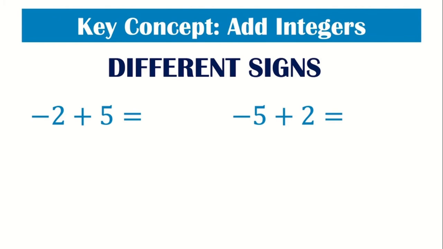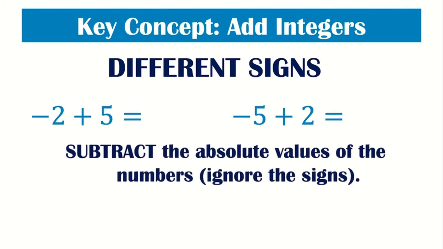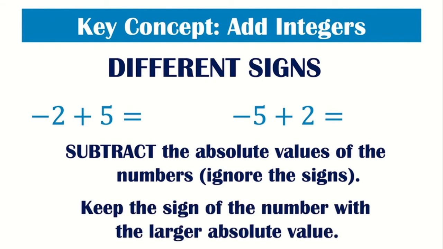Okay, so what do we do now? First step is to subtract the absolute values of the numbers. As I was saying before, the absolute value of a number is always positive, so just ignore the sign. Think of it as if we're dealing with the same numbers in grade school, like we're dealing with positive numbers all the time. But you need to subtract them instead of adding. And then last is to keep the sign of the number with the larger absolute value.